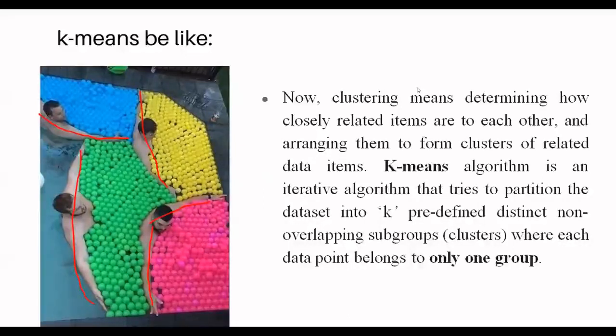Clustering means determining how closely related items are to each other and arranging them in the form of clusters, different groups of related data items. So the K-means algorithm is an iterative algorithm that tries to partition the data set into K predefined, non-overlapping subgroups. Every subgroup has different data, and every data point belongs to only one group. So it can be a cat or dog, or in the same way, in the image, it can be a blue, red, green or purple color ball. So this is about K-means clustering.